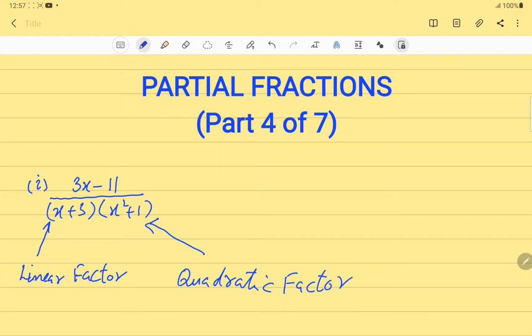Okay, for a linear factor we simply write a constant over the linear factor, and when we have a quadratic factor we write two constants, the first one with x and the second one without x. So (bx + c) over (x^2 + 1).